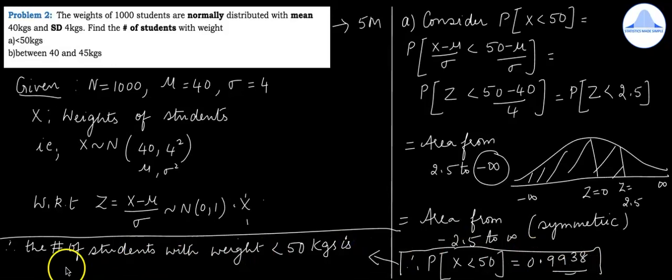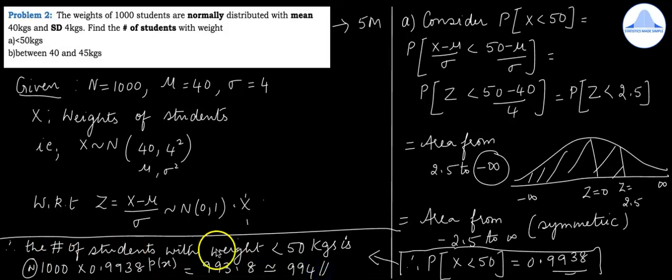so write the value 1000 into 0.9938. So this is actually our N and this is P of x. So when you multiply, you will get 993.8. So you should round it off, so it is 994. If you don't know how to write the sentence, just multiply the probability with capital N, and whatever answer you get, you should round it off to a whole number.